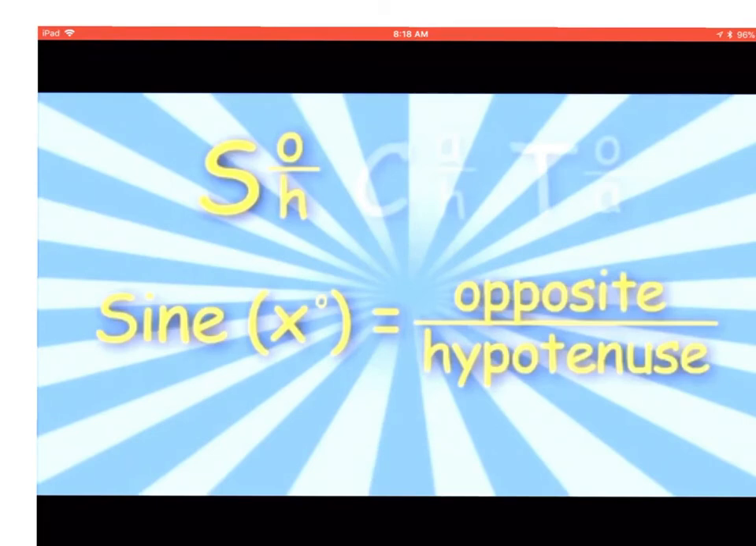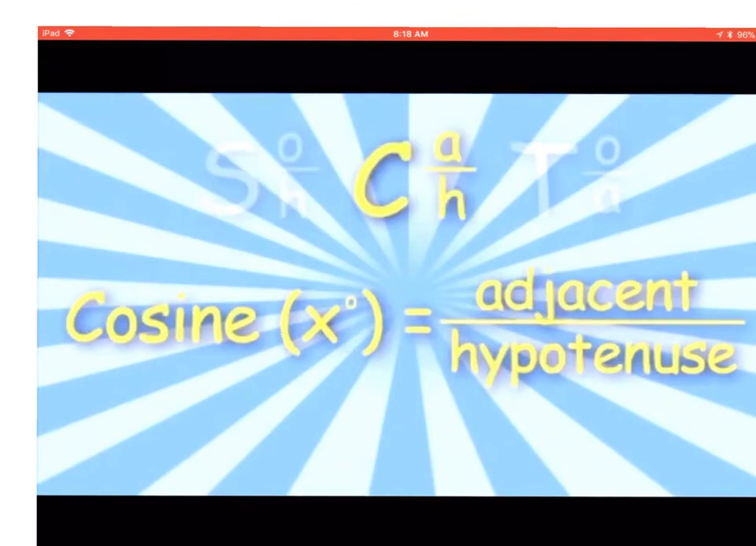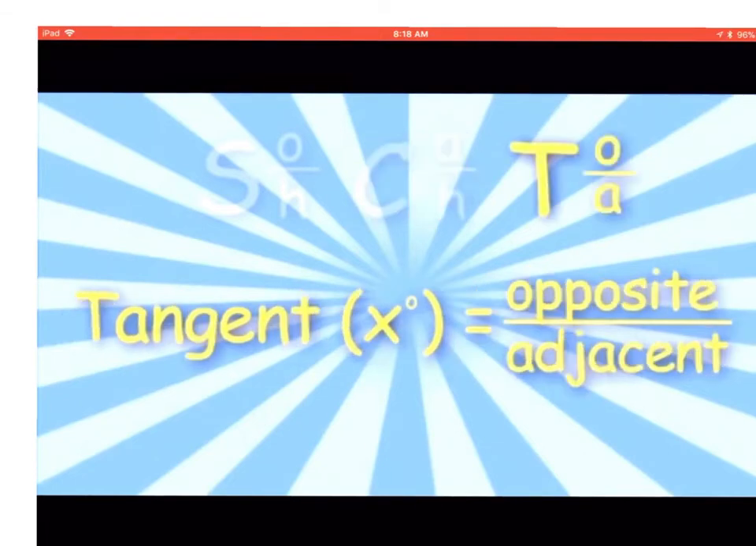Sine of x equals the opposite side over the hypotenuse. Cosine of x equals the adjacent side over the hypotenuse. TOA: tangent of x equals the opposite side over the adjacent side.